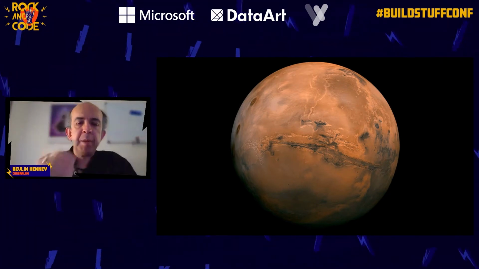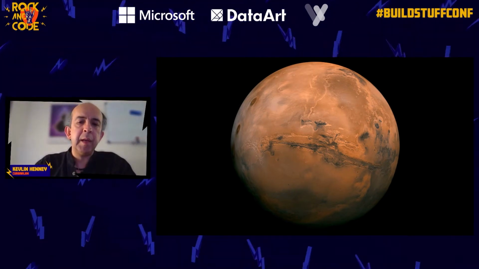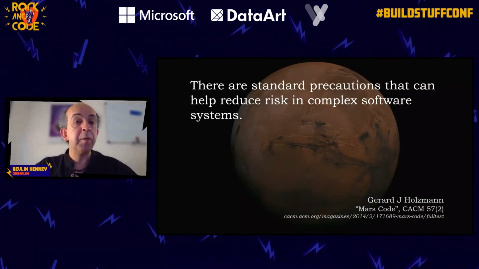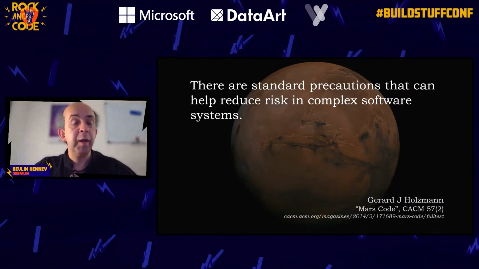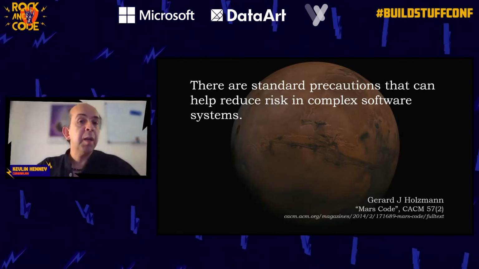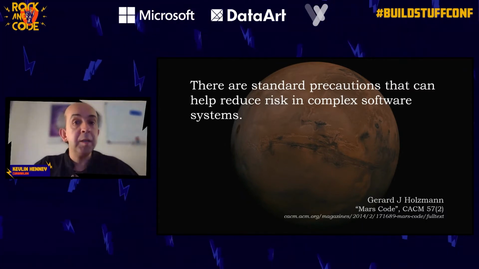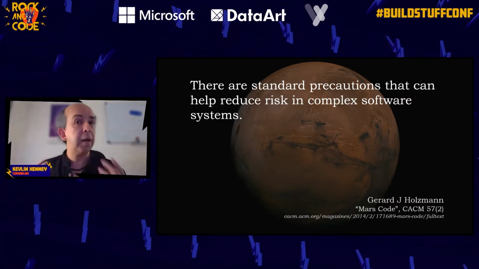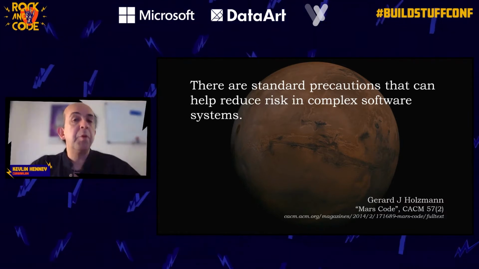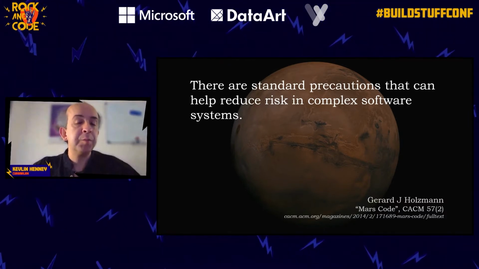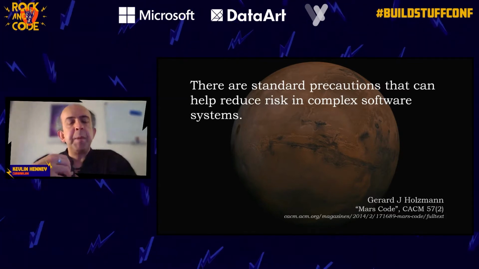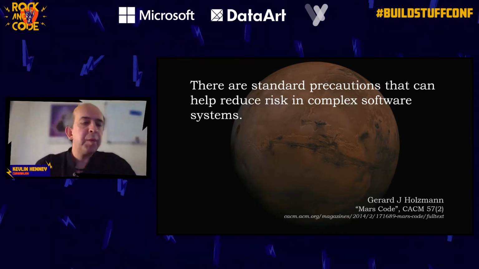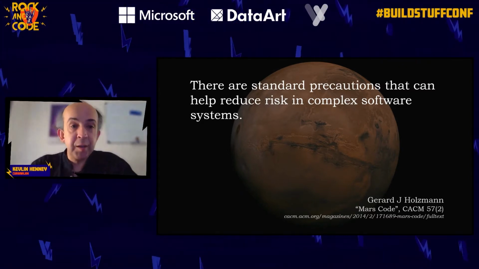But I wanted to pick from a talk and a really nice piece by Gerald Holzmann, who headed up the JPL group that wrote the software for the Mars Curiosity rover. And for those that are curious, the software for the Mars Curiosity rover is written using C99. And also a whole level of static analysis. And actually how they do this is really quite interesting. And a lot of projects could learn a great deal from the techniques that they use to improve their quality. But one of the things I loved about the original article Holzmann wrote was he makes this observation: there are standard precautions that can help reduce risk in complex software systems.